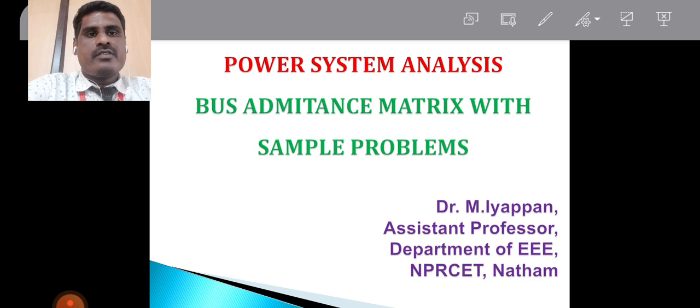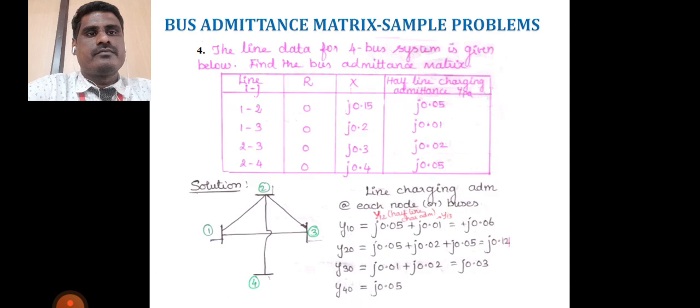So, today we are going to discuss the topic of sample problems of bus admittance matrix. So, the first problem: the line data for a 4 bus system is given below. Find the bus admittance matrix.